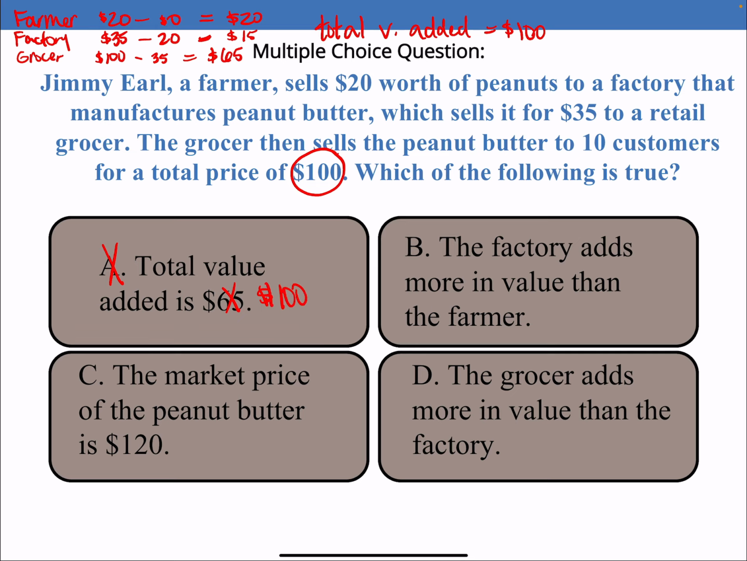Okay. B, the factory adds more in value than the farmer. Well, is 15 greater than 20? No. 15 is less than 20. So B is not true. C, the market price of the peanut butter is $120. How do we find the market price? The market price is simply the sales price in the final stage. That is not true either. The sales price was $100. D, the grocer adds more in value than the factory. Well, is 65 greater than 15? Yes, it is. So that's our final answer, D. So that's how you work a value added question when it comes to calculating GDP.